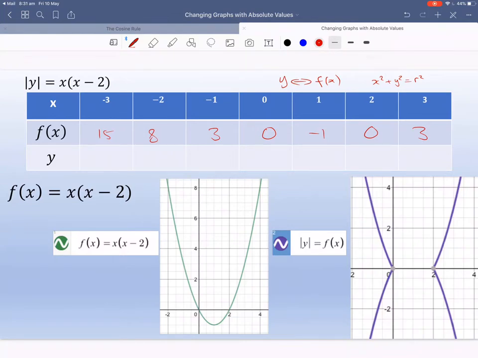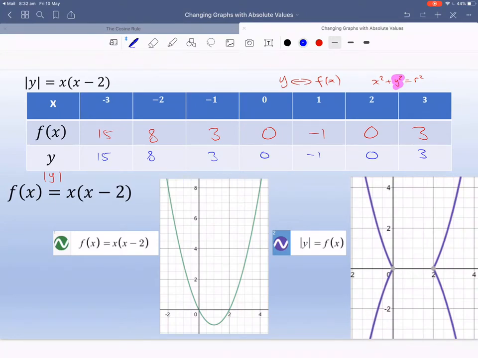but we can still have y. All right. So what I'm going to do is make space, and put the absolute value of y underneath that, and fill in the details of y. Now, y is just f of x, interchangeable. 0, -1, 0, and 3.